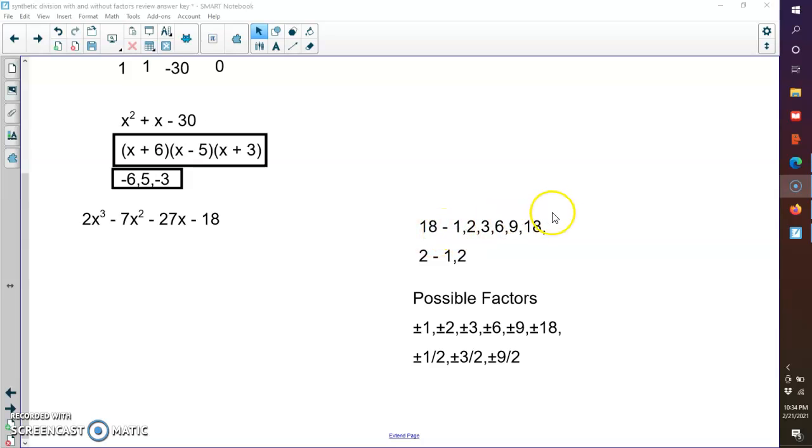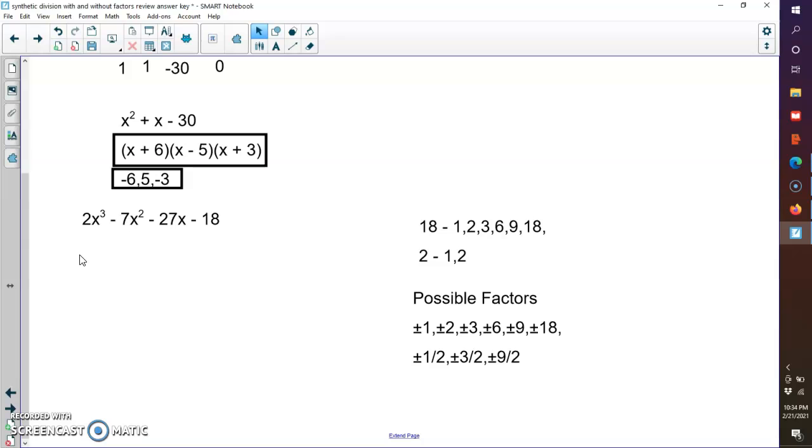So once again, we have our list of possible factors. The constant is 18. I write those factors down. My leading coefficient is 2. And notice I don't have to write repeats. So I do, obviously, all the factors of 18 over 1. I have to do 1/2. I don't have to do 2 over 2. 2 over 2 is 1. I don't have to do it again.